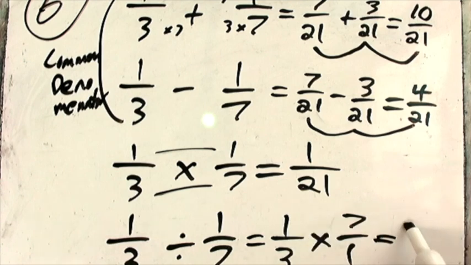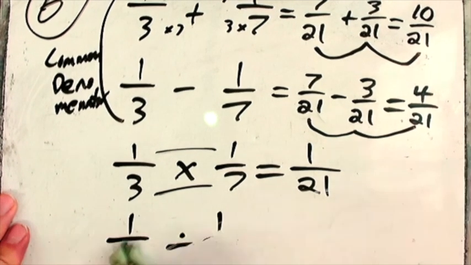Now we just do the tops. 1 times 7 is 7. 3 times 1 is 3. Bingo bango, you got yourself all the fraction questions as a reminder. Cool, let's go into question 7.